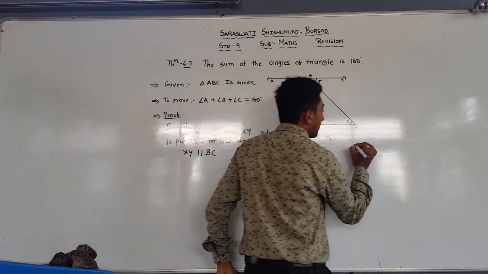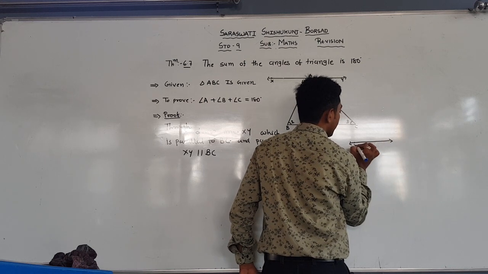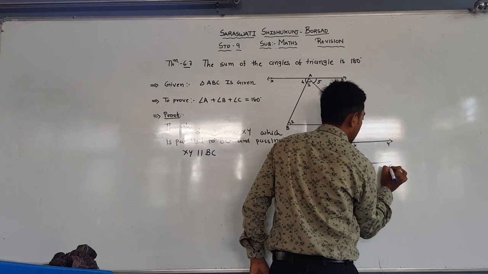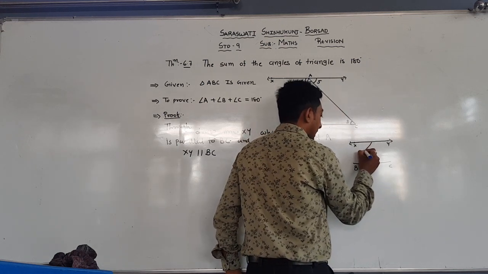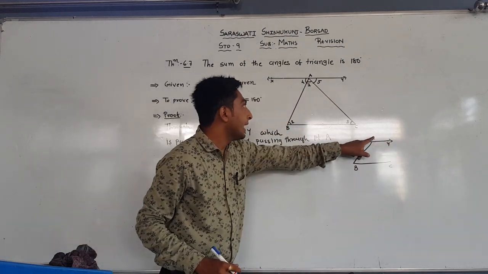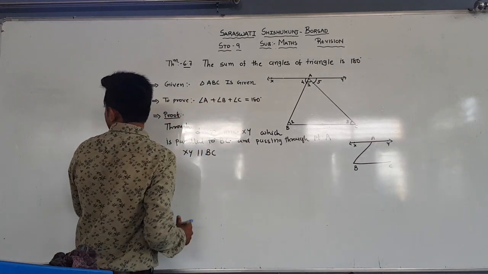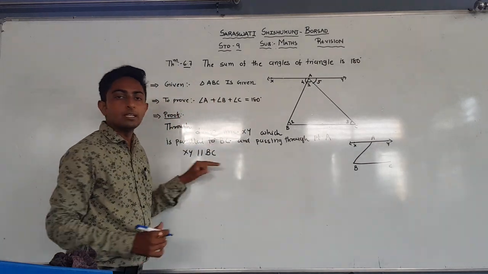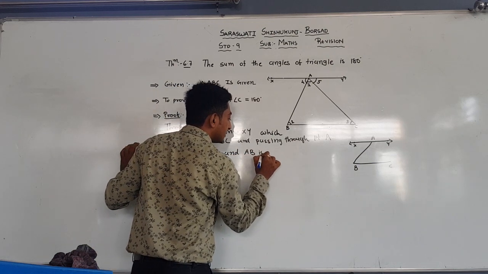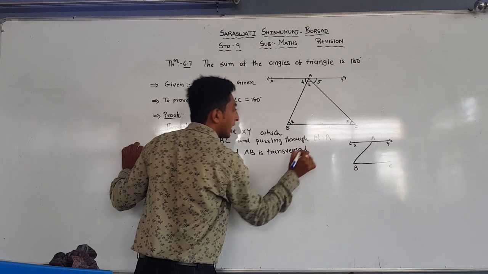Now I am talking about this one. This is our XY line. This is the BC and this is the A. Now can I say that AB is the transversal? So can I write XY parallel to BC and AB is transversal?